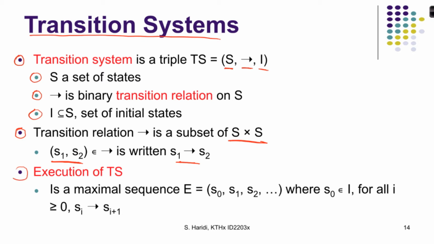And an execution of a transition system is a sequence of states starting from an initial state, which is a state that is part of the set I, and you move from one state to the next if there is such an element in the transition relation. So you move from S1 to S2, and S1 to S2 must be part of the transition relation.